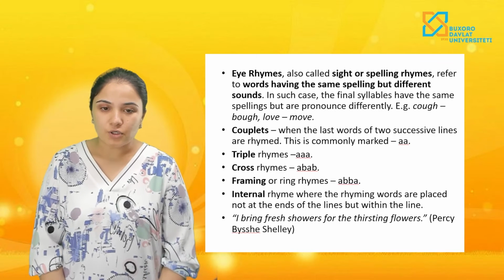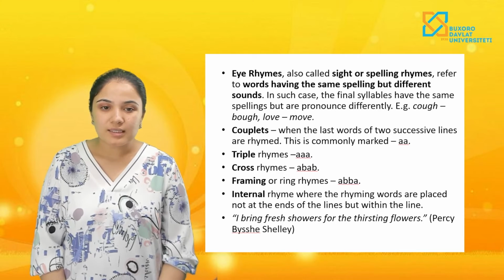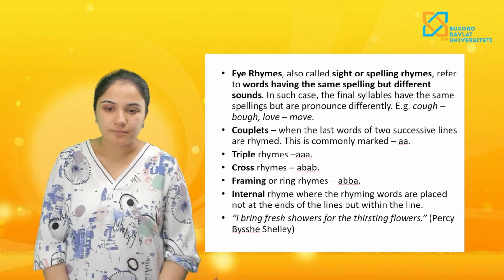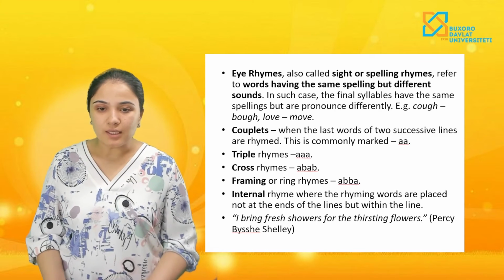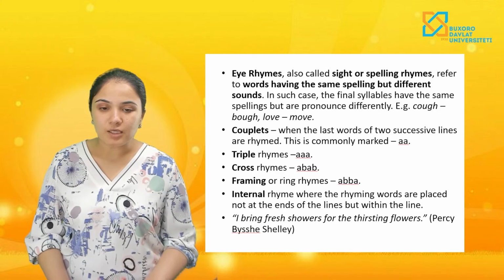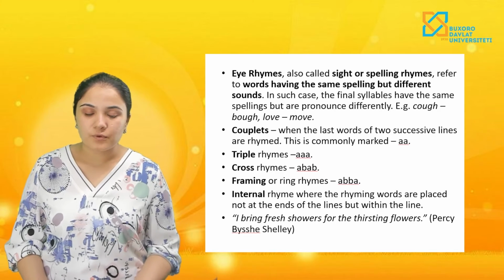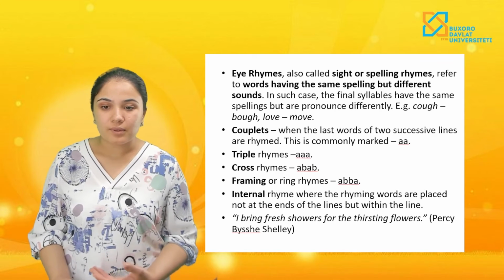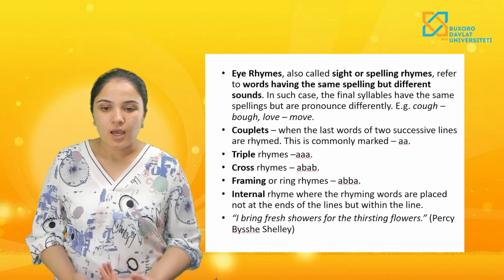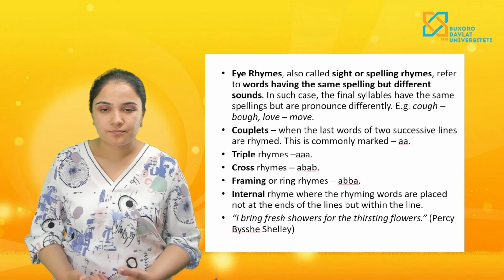So, couplets. When the last words of two successive lines are rhymed, this is commonly marked AA. Triple rhymes AAA. Cross rhymes ABAB. Framing or ring rhymes ABBA. Internal rhyme, where the rhyming words are placed not at the ends of the lines but within the line. I bring fresh showers for the thirsting flowers.